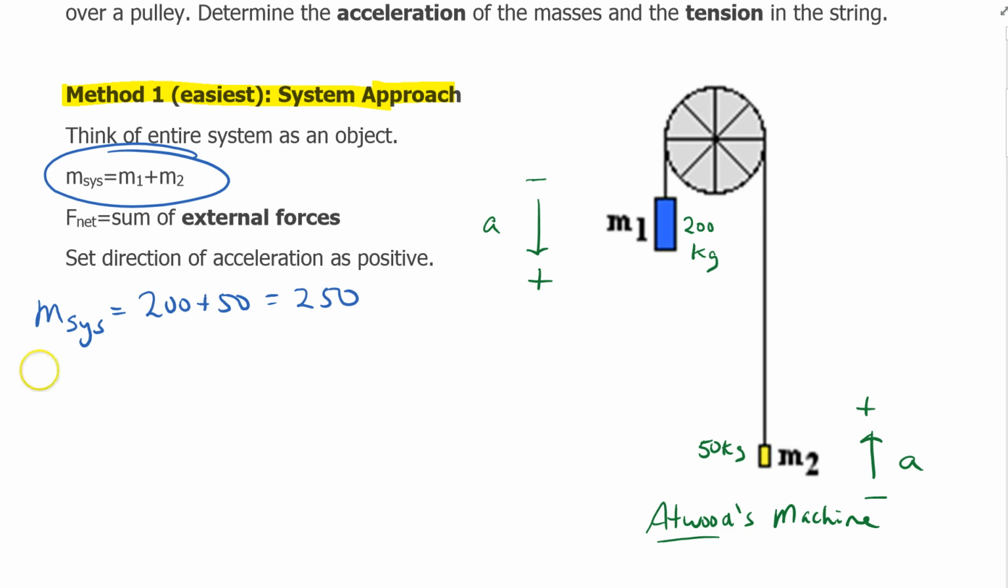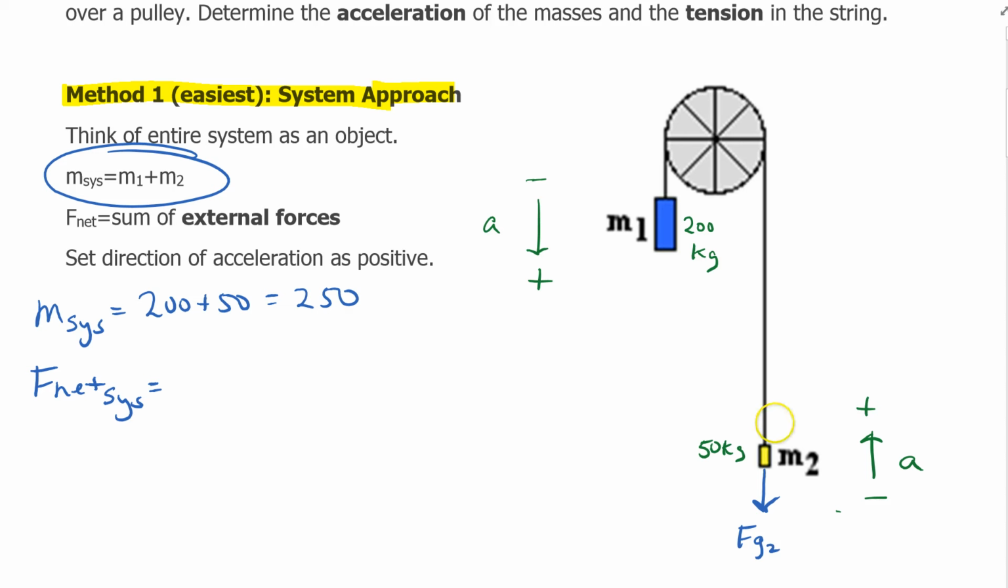Now the F net of the system. Now let's consider each of these objects, and let's draw a free body diagram for each of these objects. So can't erase that one. For this object, we're going to have a downwards force of gravity. I'm going to label that Fg2 because it's object number 2, and it's going to have an upwards tension force.